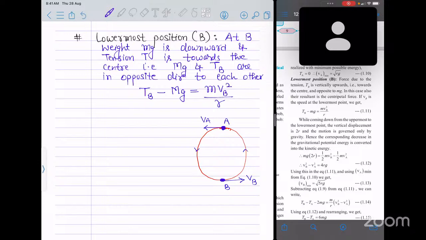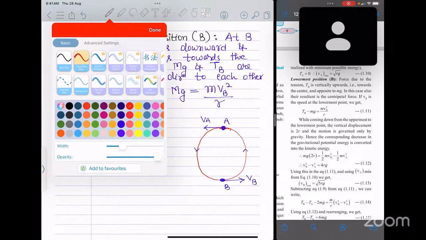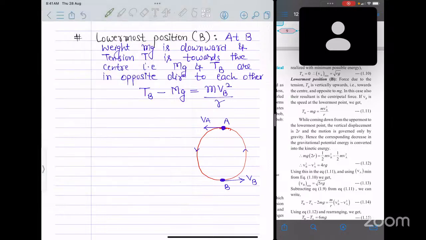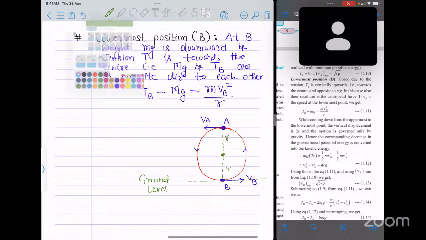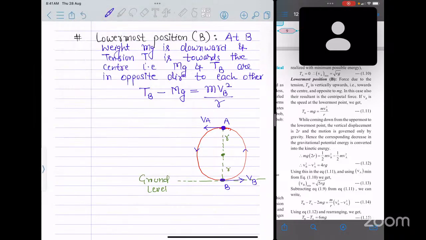And if you take this as ground level, let me call it ground level. This is ground level. So what will be the distance between these two points? This is the center of the circle, so this is r, this is r, which means the object is coming from height h, which will be 2r. So we will apply the work energy theorem.